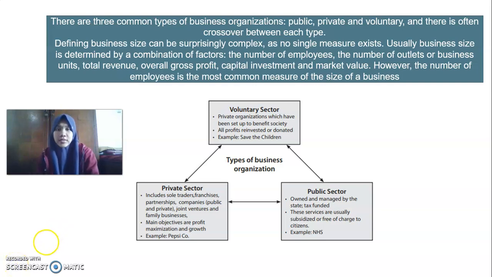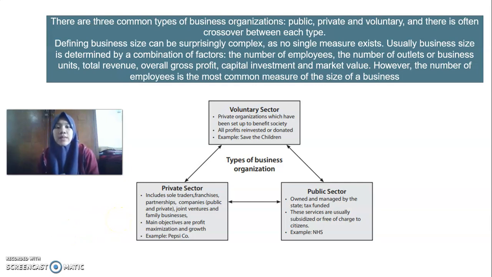Voluntary sectors: private organizations which have been set up to benefit society. All profit is reinvested or donated. Example: Save the Children. The private sector includes sole traders, franchises, partnerships, companies, public and private, joint ventures, and family businesses. The main objectives are profit maximization and growth.